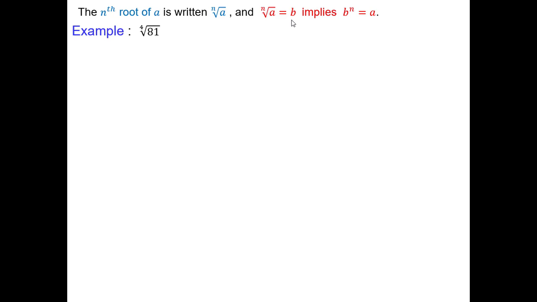So if I say the 4th root of 81, I don't know the answer, so maybe I just say that the answer is b. Well, if the 4th root of 81 is b, then what we just said in red up above implies that b to the power of 4 is 81. So if you think through that for a minute, that would mean that the 4th root of 81 is 3, because that implies that 3 to the power of 4 is in fact 81. So the 4th root of 81 is saying what times itself 4 times will give me 81.